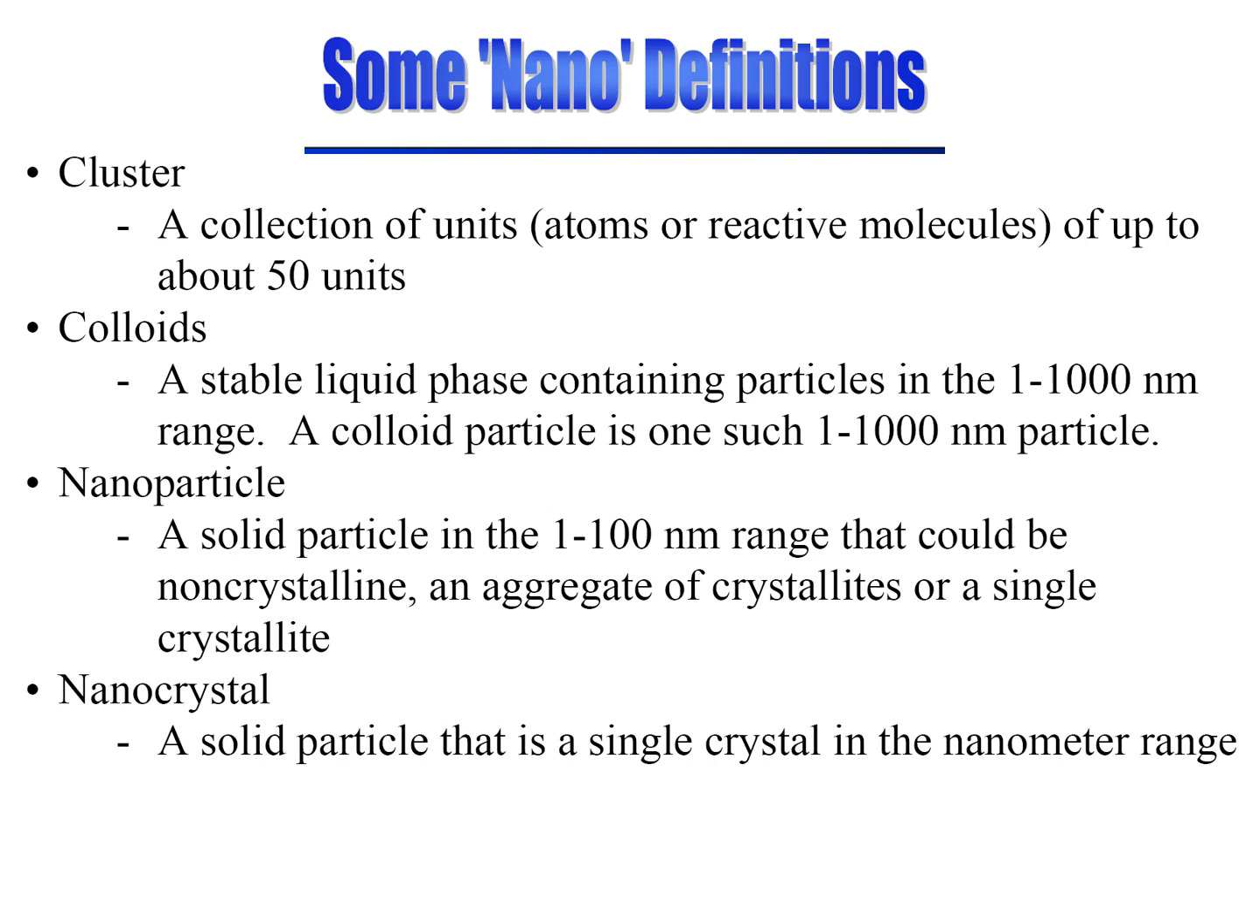So, what are colloids? A colloid is a stable liquid phase containing particles in the range of 1 to 1000 nanometer. A nanoparticle is a particle ranging in size from 1 to 100 nanometer, and that could be non-crystalline, an aggregate of crystalline, or a single crystalline. Nanocrystals are solid particles that are a single crystal in the nanometer range.